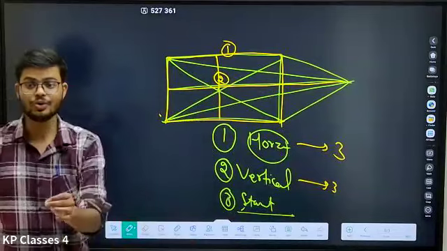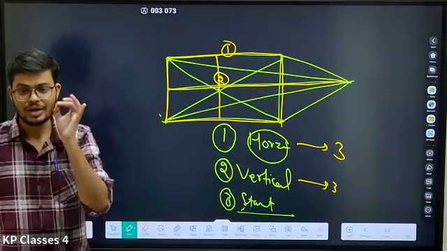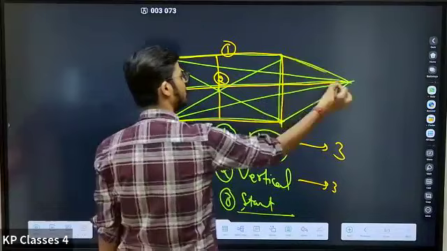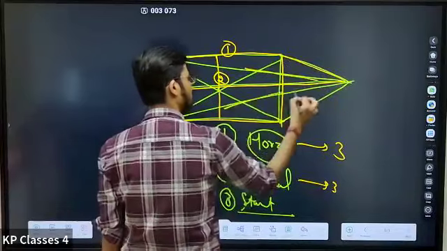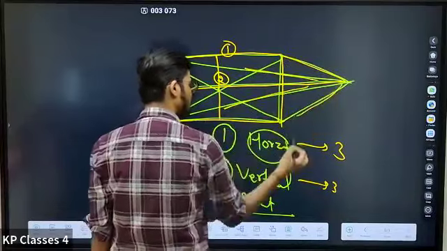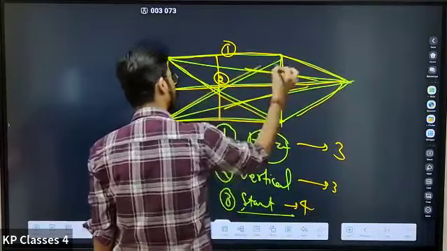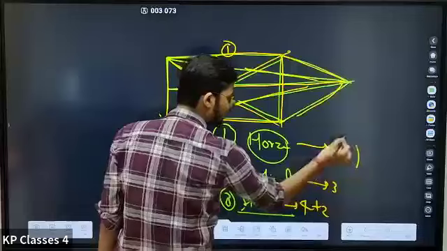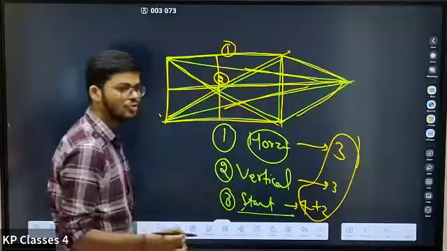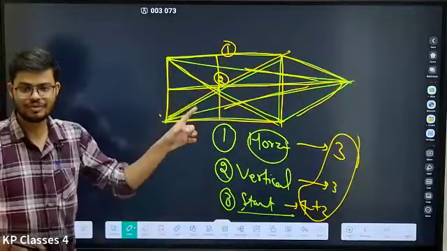Now in this case, if we are going to count how many slant lines are there, this is 1, this is 2, this is 3, and this is what? This is 4. So total 4 slant lines are there, and then after that these 1 and 2, so plus 2. So these are the total number of lines that we can count in a given figure.